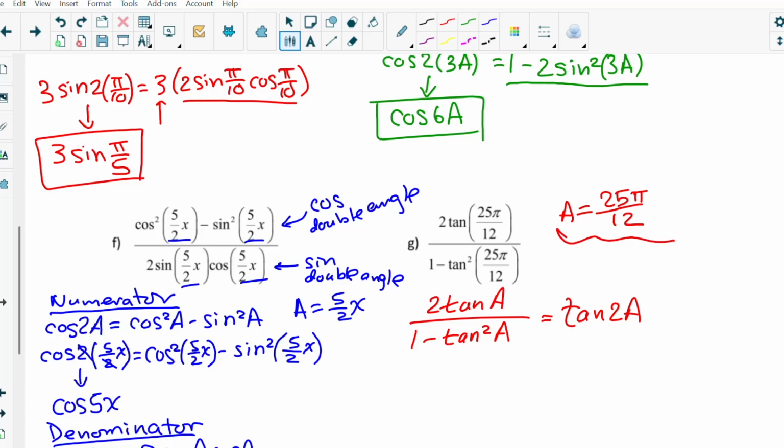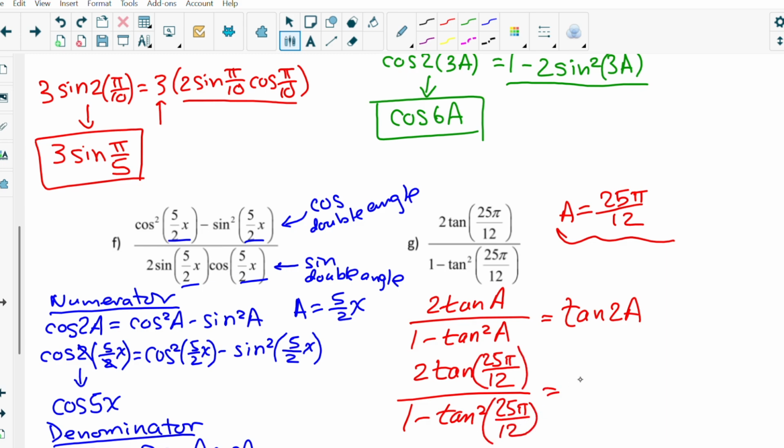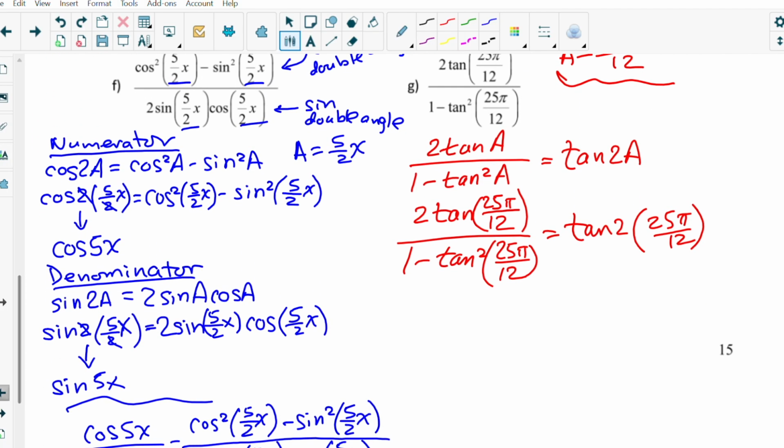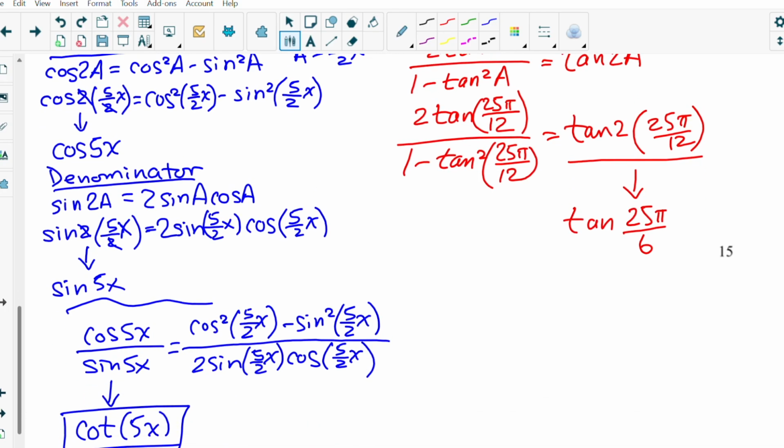So let's do this substitution. 2 tangent of 25 pi over 12 divided by 1 minus tangent squared of 25 pi over 12, and that equals tangent of 2 times 25 pi over 12. And we want a single trig function, so that's tangent of 25 pi over 6. Next page.